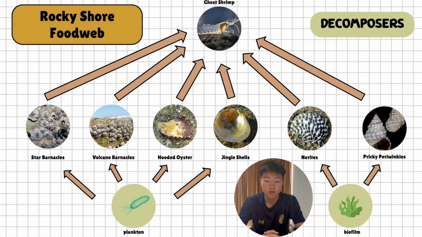And now we will see the rocky shore food web. First, we start with plankton, which is consumed by barnacles, volcano barnacles, hooded oysters, and jingle shells. And nearly all of them are decomposed by ghost shrimp. The next one, biofilm, is consumed by nerites and prickly periwinkles, and both of them are decomposed by ghost shrimp. In conclusion, we can see that all of the species are decomposed at the end of the food chain by ghost shrimp.